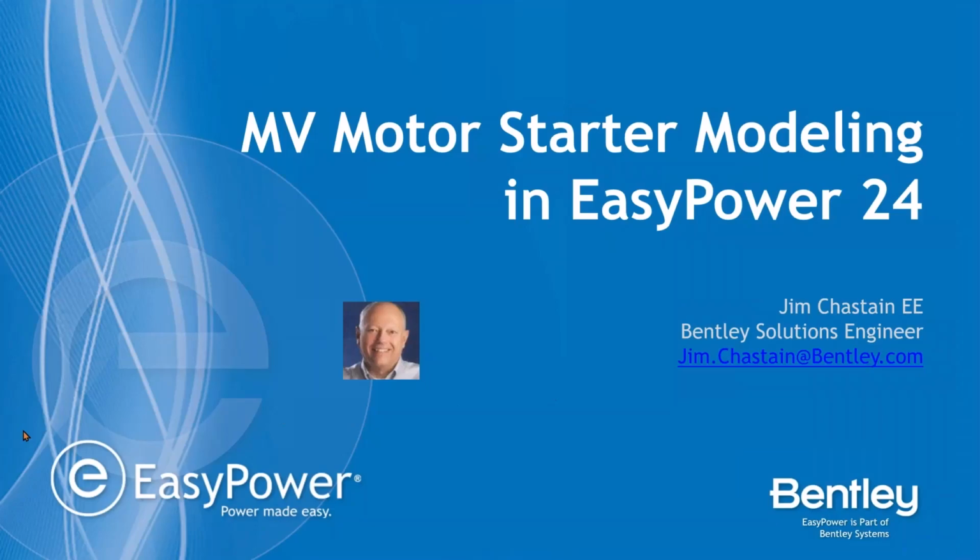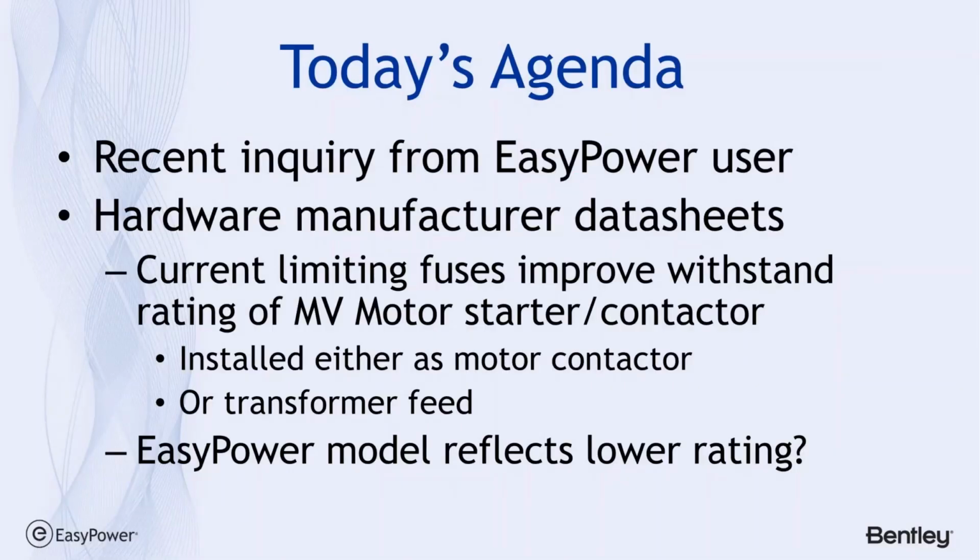Our agenda today is based on the recent inquiry from EasyPower users who were trying to model the current limiting applications for motor starters or contactors, and we use these, according to the application notes, both on motor contactors and transformer feeds. The question was, how does EasyPower reflect the lower rating that's afforded, or could be afforded, by the current limiting fuses?